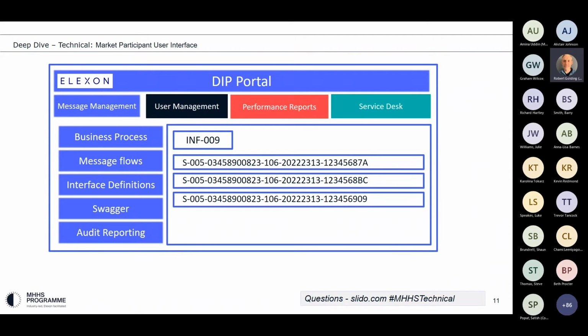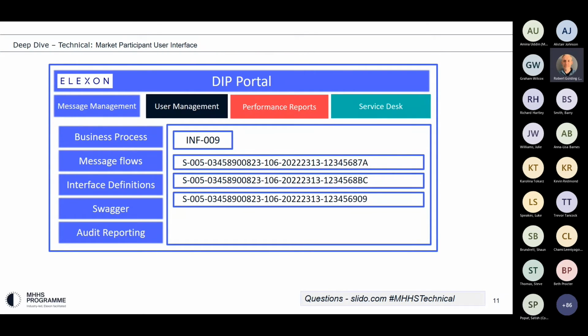For the most part, hopefully the interaction should be fairly seamless via the APIs. However, a portal will exist, which will hopefully look nothing like this. This screen only attempts to mock up what the different facilities are required to be available to the market participant. So they'll need to have capabilities where they can undertake message management, user management, view performance reports, and obviously have interaction with the service desk.